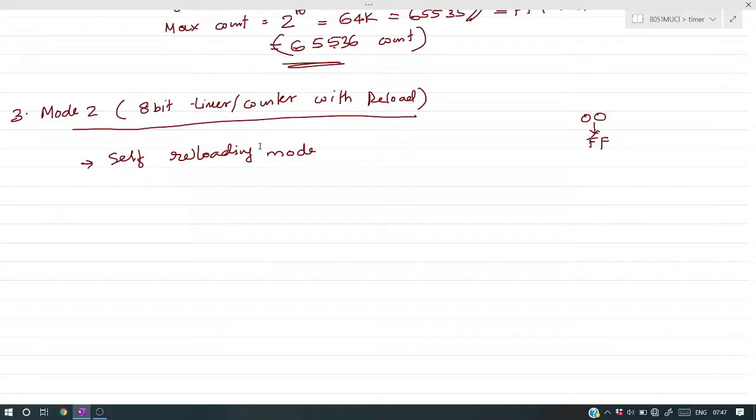Next mode is mode 2. It is known as the 8-bit timer or counter with auto-reload. It is the self-reloading mode. The moment timer overflow occurs, the original count to be loaded in the register is reloaded. So it will start counting again. Here, without the intervention of the programmer, the process is repeated. The programmer only needs to load the required number in the register once.